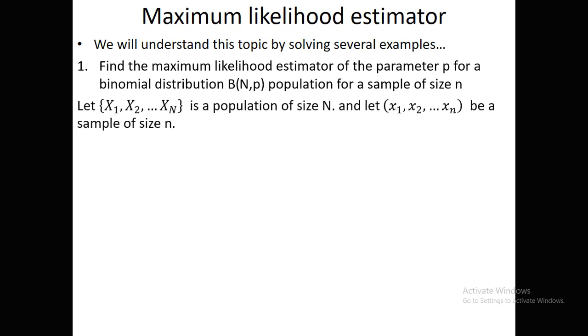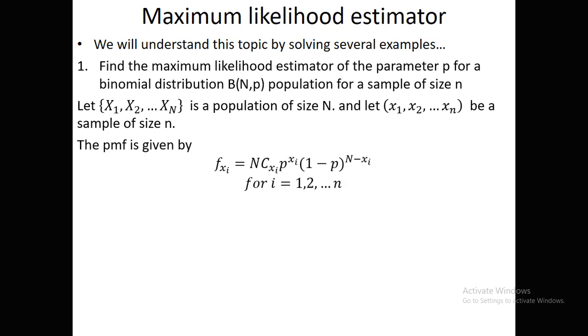The situation is the same. Capital X1, capital X2 dot capital Xn is a population of size capital N. It's a complete list, and from that population, we are taking a single sample of size n, which is x1, x2 dot xn.